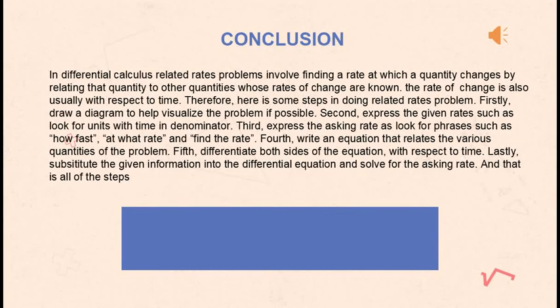Fourth, write an equation that relates the various quantities of the problem. Fifth, differentiate both sides of the equation with respect to time. Lastly, substitute the given information into the differential equation and solve for the asked rate. That is all of the steps, and we have pretty much covered some relevant questions for related rates in calculus. Of course, there are many other related rates questions. However, as long as you follow the 6 steps, you should be able to do them.